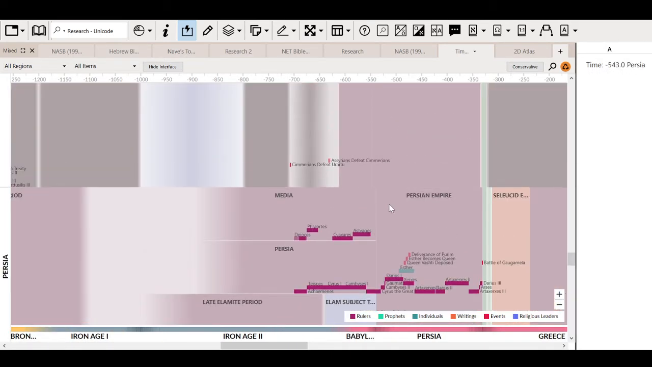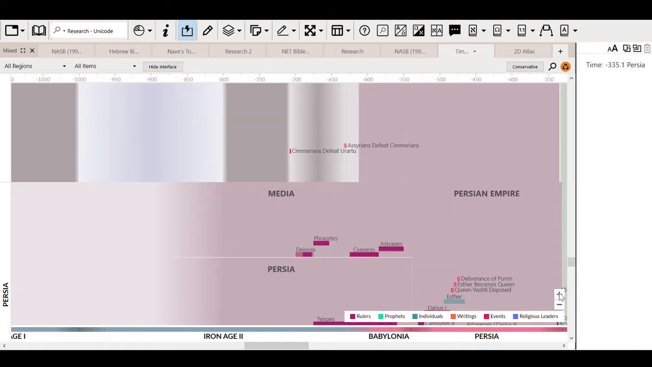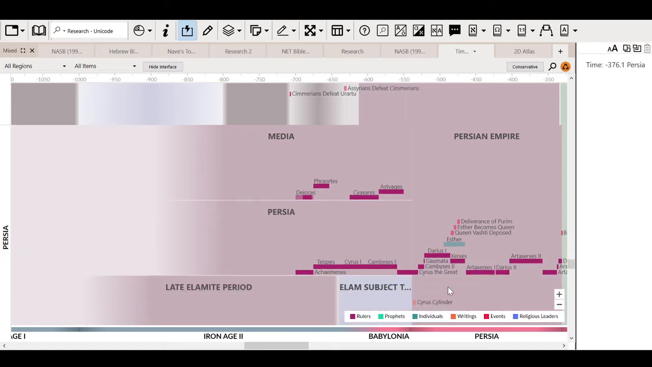See, over here, you can see the Persian Empire, right? And you have your Queen Esther here. You have Queen Vashti deposed, Esther becomes queen, and deliverance of Purim and so on. And you also have the names of the kings of Persia, like for example Cyrus the Great. We all know Cyrus the Great, and we know Darius, Xerxes, and Artaxerxes, and then Darius the second, and after that is Artaxerxes the second.